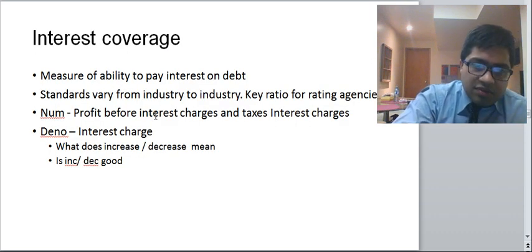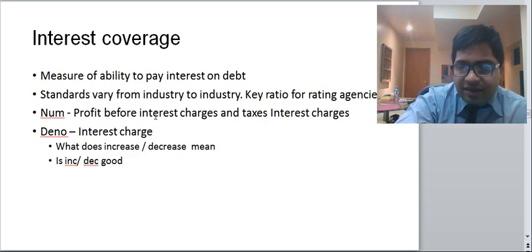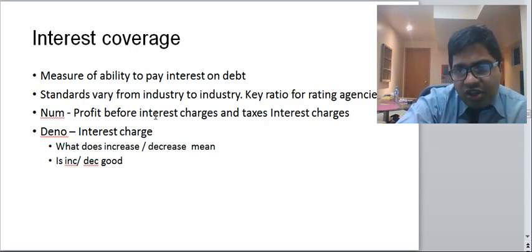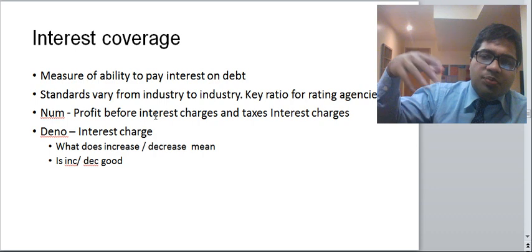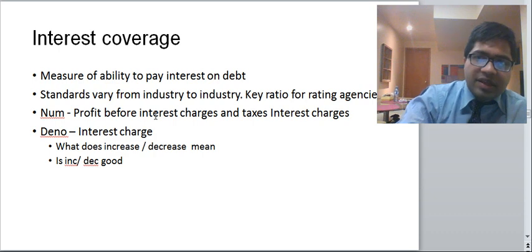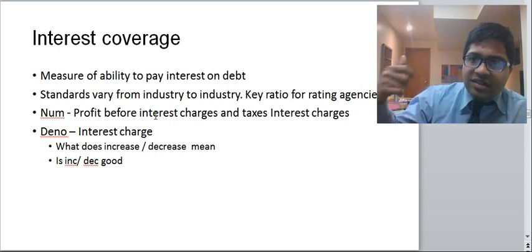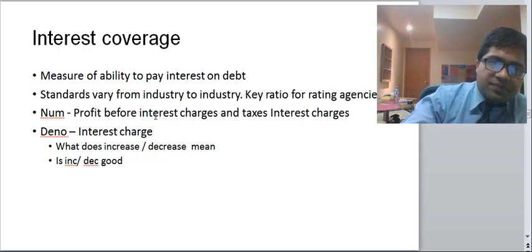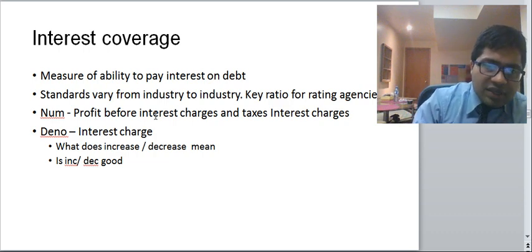Interest coverage ratio measures the ability to pay interest on debt. Standards vary from industry to industry. It is a key ratio for rating companies. So in numerator you have profits before interest, and in denominator you have interest charge. So what are you doing? You are looking how many times can your profits cover your interest charge. So example, if this ratio is 10, it means you can pay interest charge 10 times through current earnings. So increase is generally good, decrease is not considered to be a decent sign.